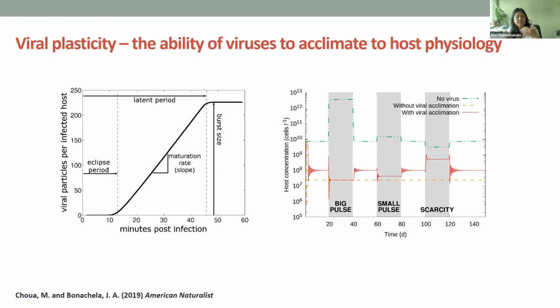We saw that in some examples shown previously in the previous talks, where we see differences in the latent period and the burst size under different conditions. And this has implications for host abundance. I'm not going to go into this particular work, but we've been working with Juan over the past few years to understand what the role of viral plasticity is among different algal viruses.